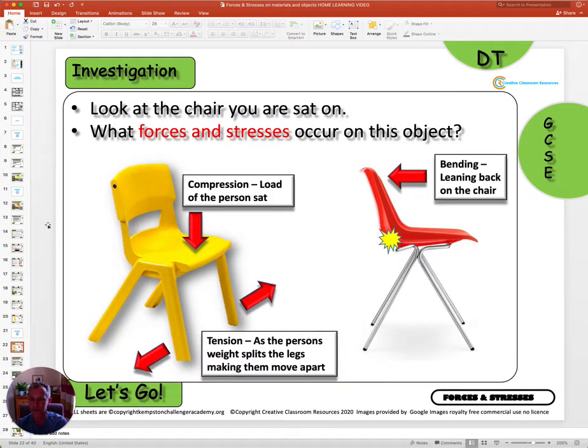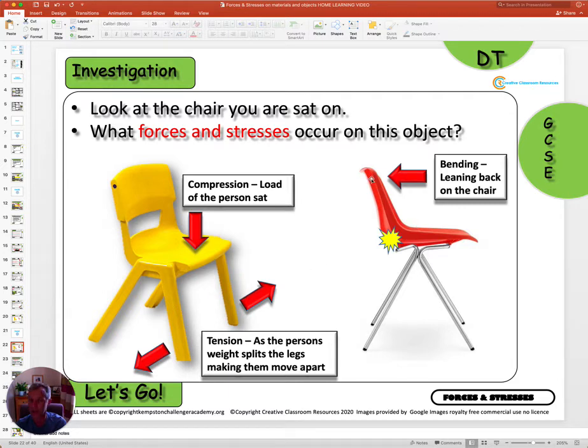The answer to that would be a compression force, because obviously the weight of the person is compressing down on the seat. And then what we've also got here is tension, because as the force sits on the seat, the legs will want to sort of split out. They want to move apart, and that makes those legs under tension. If the person gets up, the legs will come back in slightly. If you put an incredibly heavy object on there, those legs would completely give way under tension.